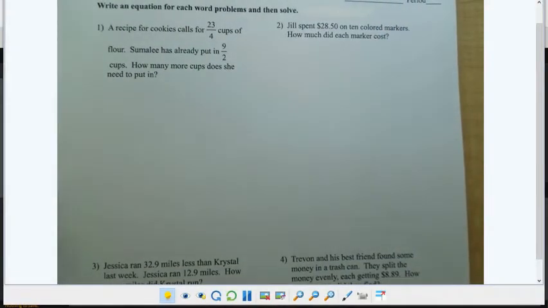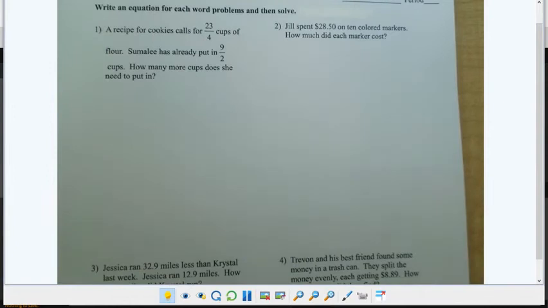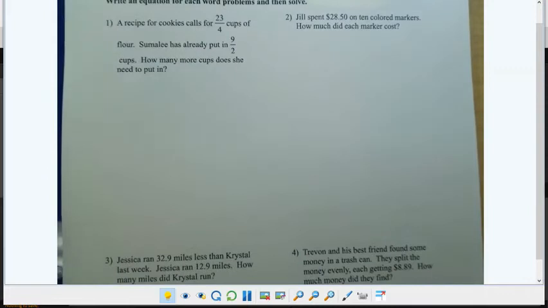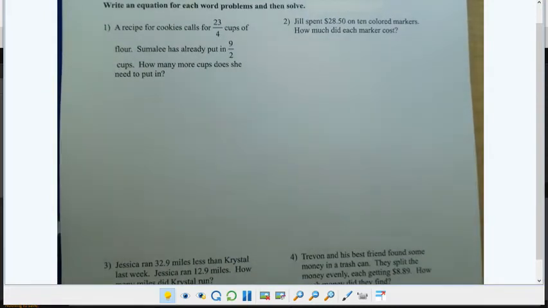Hey everyone, today I want to go over some word problems with you with our tape diagrams. So these are decimal and fraction word problems. So you can write them in your notebook if you want to. Otherwise, just go ahead and solve them in your notebook.